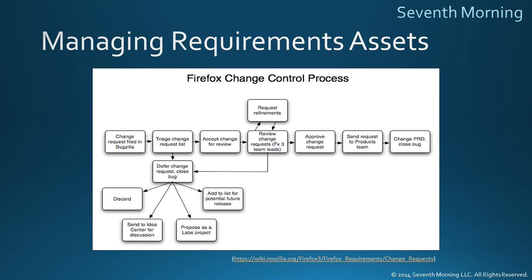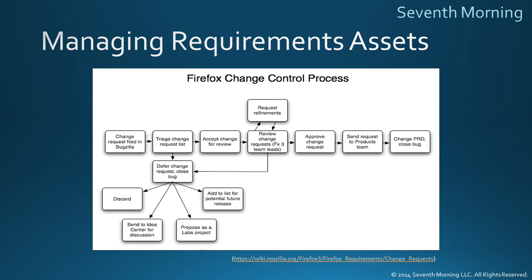I'm just going to use this as an example of why it's important to put the start and finish shapes on your flowcharts to make them easier to understand. But I'm not going to belabor that point too much. Anyway, we start over on the left where the change request is filed. Bugzilla, by the way, is just a defect management and tracking system. From there, they triage the change request list.